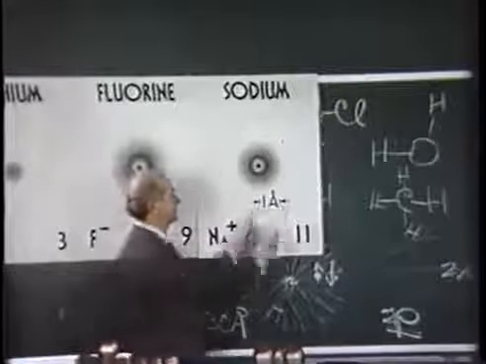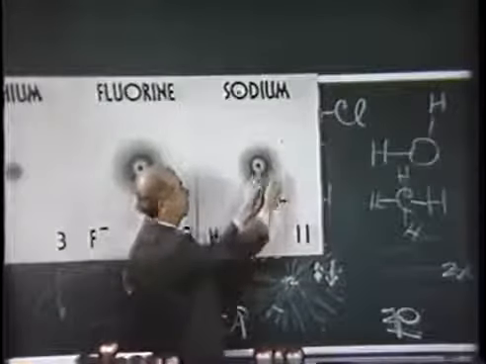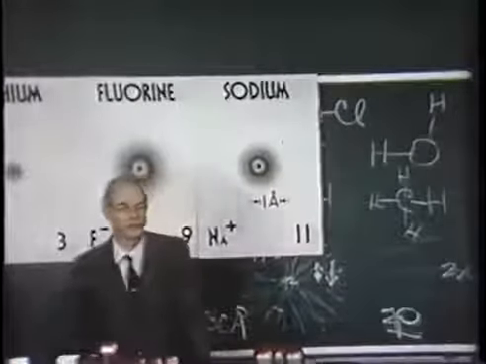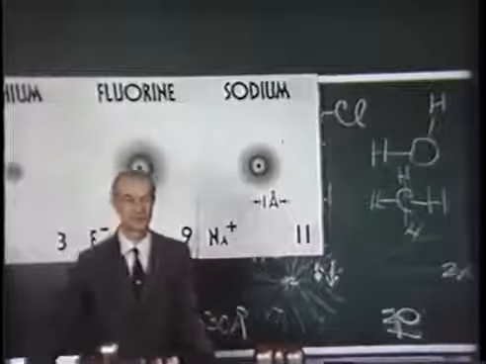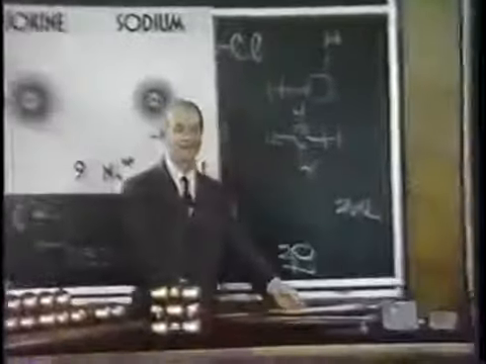The scale is shown here, 1 angstrom. The sodium ion is about 1 angstrom in radius. The conventional crystal radius for sodium ion is 0.95 angstrom.